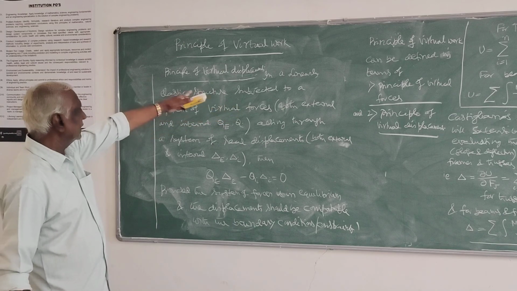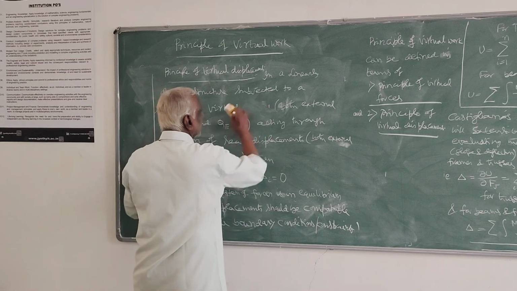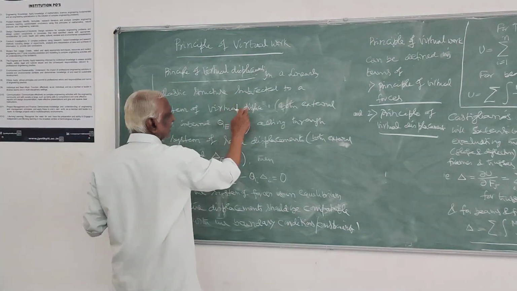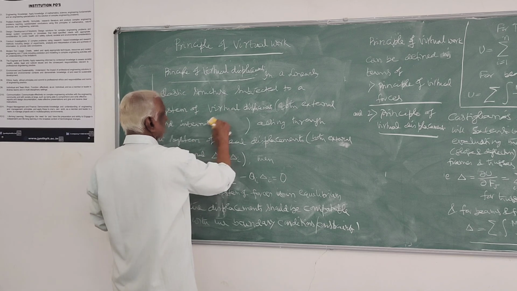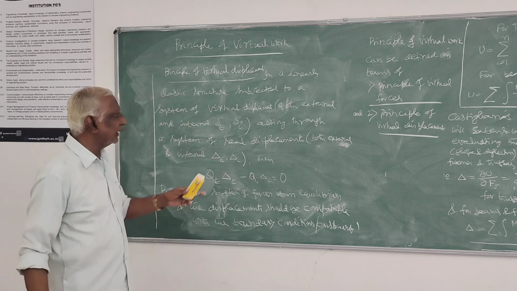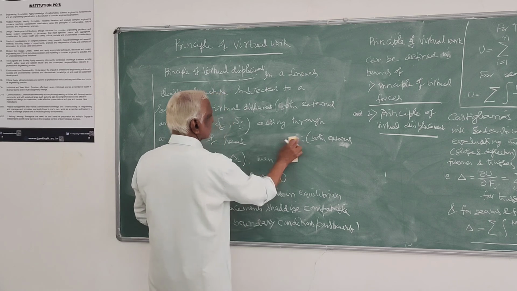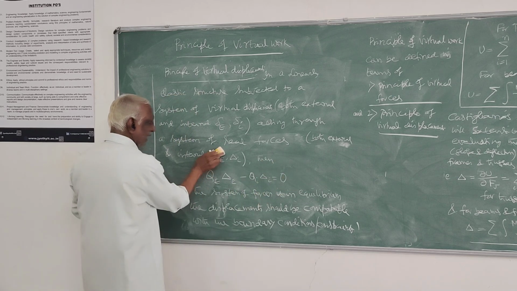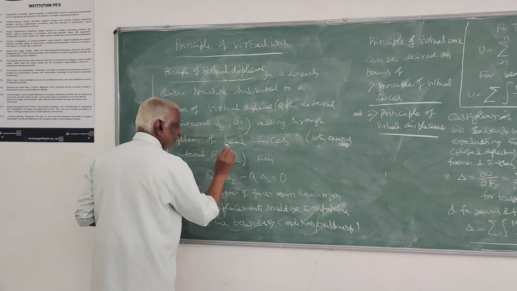So you can repeat: in a linear elastic structure subjected to a system of virtual displacements. Virtual, because as the name itself indicates, these are virtual displacements, both external and internal. The symbols are small delta E and delta I, acting through a system of real forces. That's all the change. Real forces, both external and internal, that is Fe and Fi.